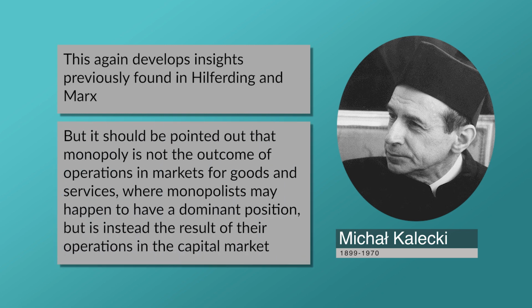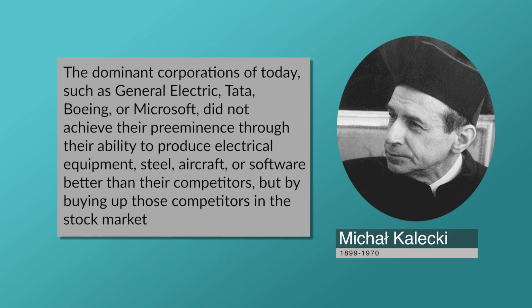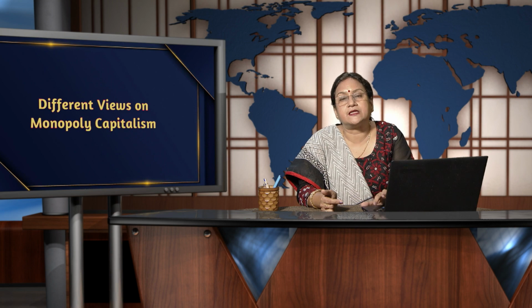But at this juncture, it should be pointed out that monopoly is not the outcome of operations in markets for goods and services where monopolies seem to have a dominant position, but instead is a result of their operations in the capital market. The dominant corporations of today, such as General Electric, Tata, Microsoft, did not achieve their preeminence through their ability to produce electrical equipment, steel or aircraft or software better than others, but by buying up those competitors in the stock market. This is how monopoly capitalism works.